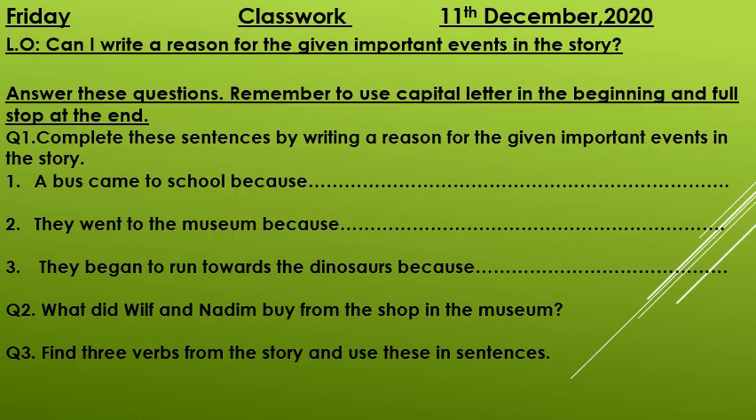Complete these sentences by writing a reason for the given important events in the story. So, 3 important events from the story are given to you, and what you are going to do, you are going to complete this event correctly. So, recall the story in your mind and then write what is the reason for a bus came to school because. Why it came to school? You have to write a reason for it.